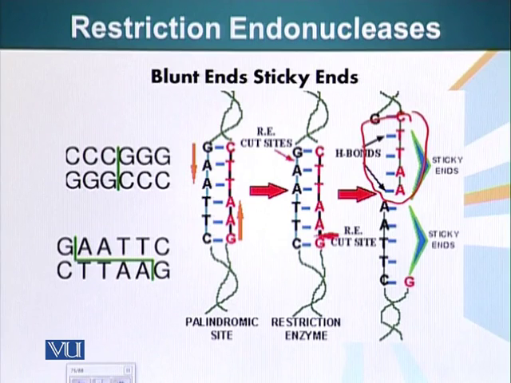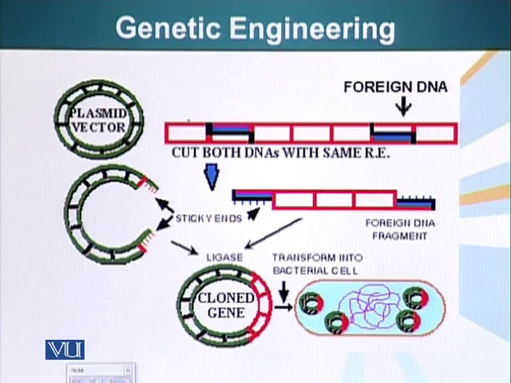So what can we do with this? So here's the genetic engineering. Basically, genetic engineering means piecing two different DNAs together, stitching two different DNAs together. So what people do is they take a plasmid vector.